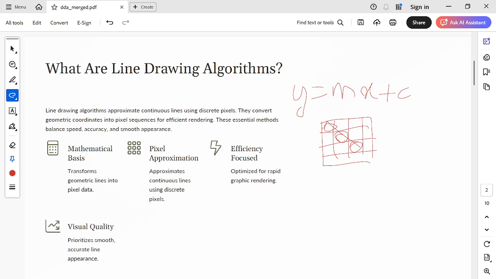These algorithms are very important in low-level graphics programming because they form the basics of how we draw shapes, borders, outlines, and more on any digital display. In this video, we will cover two key drawing algorithms. One is the DDA algorithm, which is Digital Differential Analyzer, and the other is Bresenham's line drawing algorithm, known for its efficiency and use in real hardware. So let's get started with the first one, the DDA algorithm.